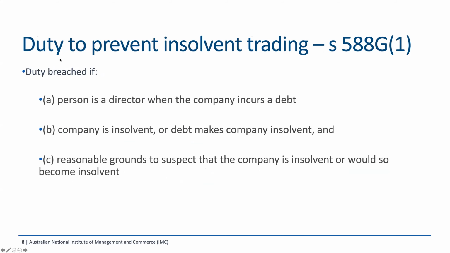Moreover, Section 588G indicates when a director's duty to prevent insolvent trading is breached. A person is a director when the company incurs a debt while the company is insolvent or becomes insolvent by incurring the debt, and it is reasonable to suspect that the company is in a context of insolvency.